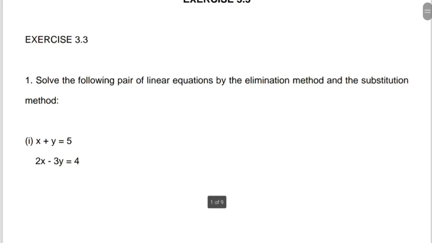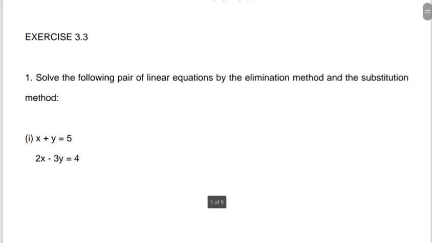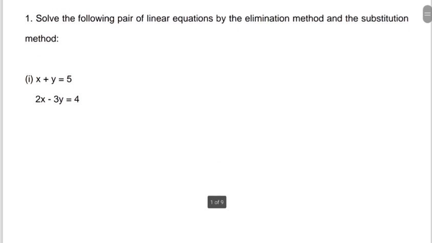Yesterday we saw the second exercise, substitution method, how to solve and find the value of x and y using substitution method. Today we will be seeing elimination method, and we should check whether elimination method and substitution method give the same value for both x and y respectively. So let's go to the first one.